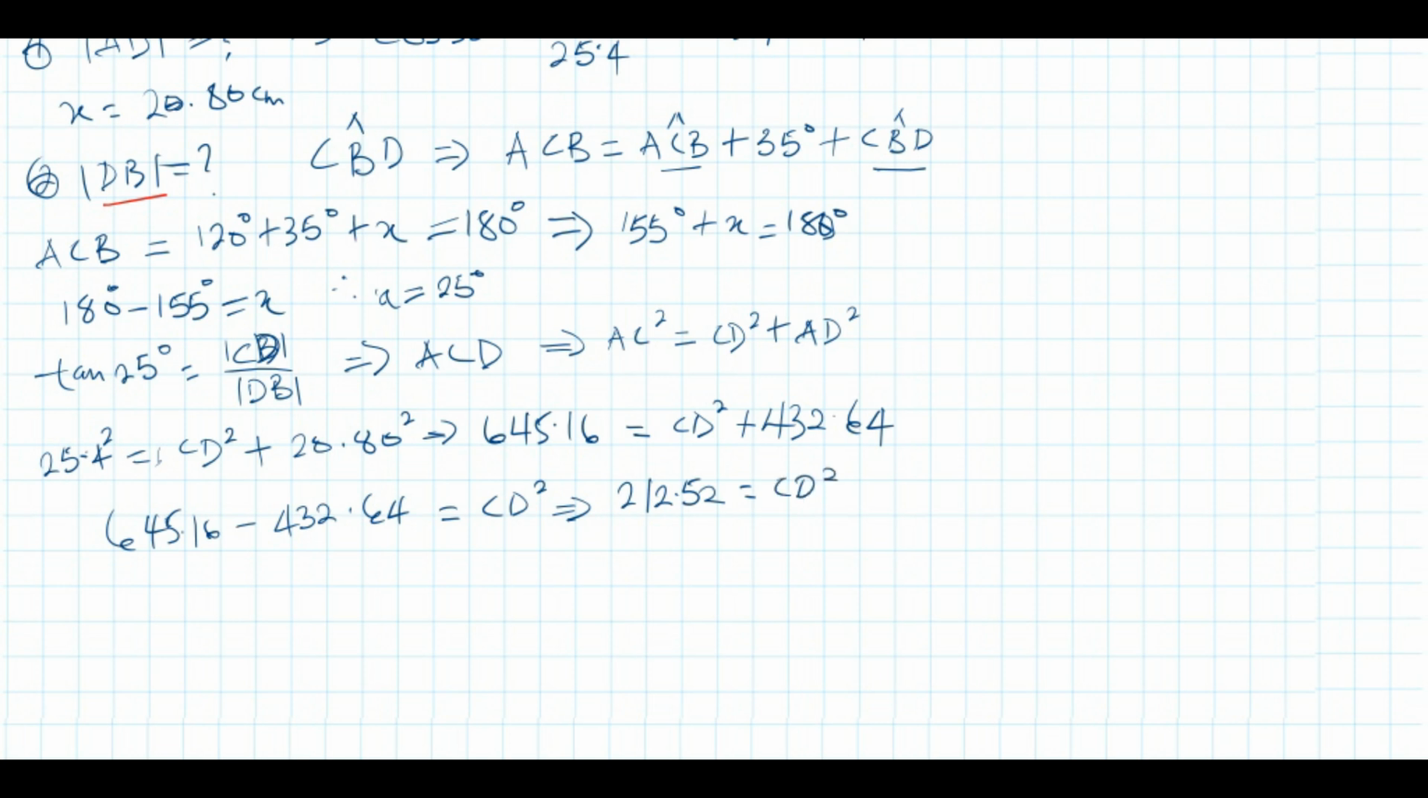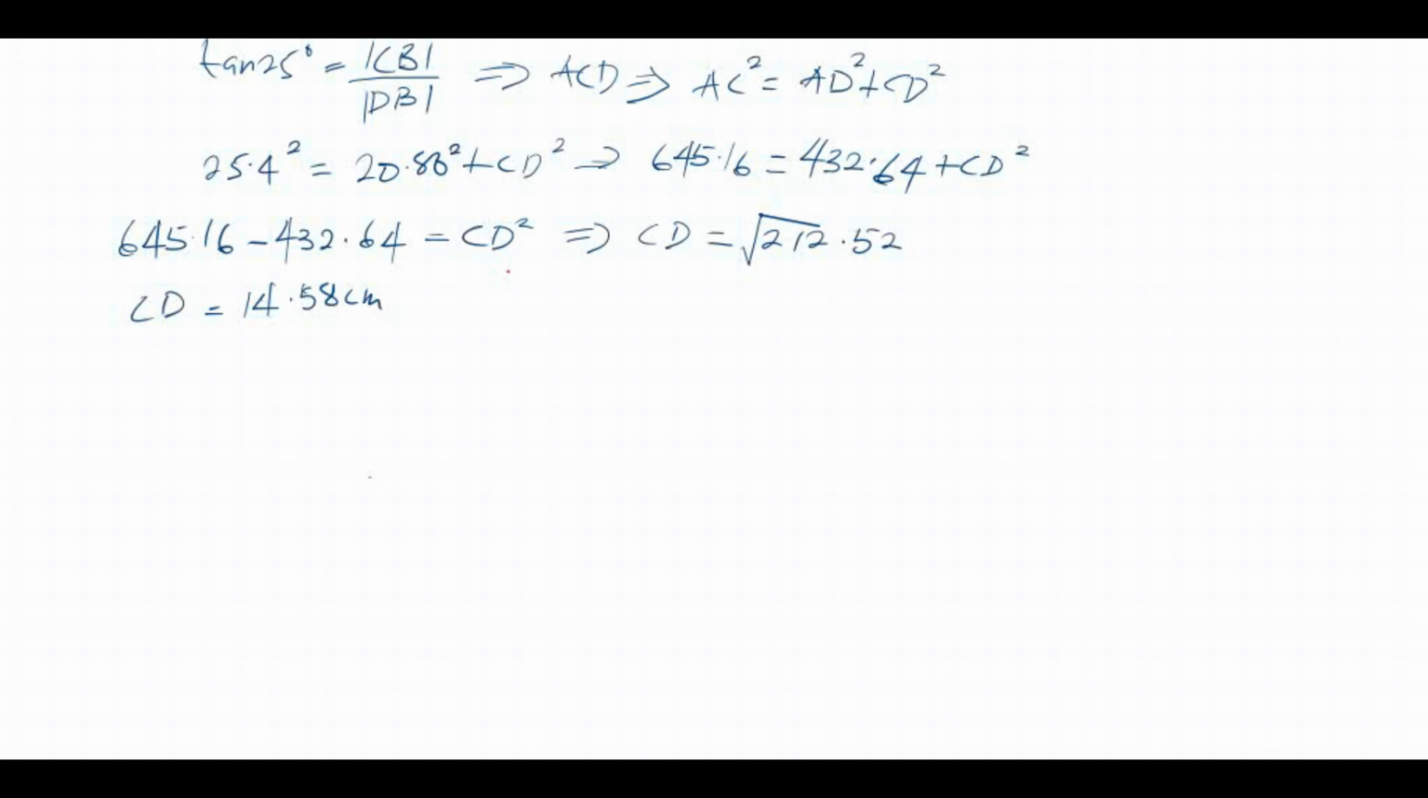So now we have CD squared, so we take the square root of both sides. CD will give us the square root of 212.52. So CD now will be equal to 14.57 centimeters. Now we have our CD.